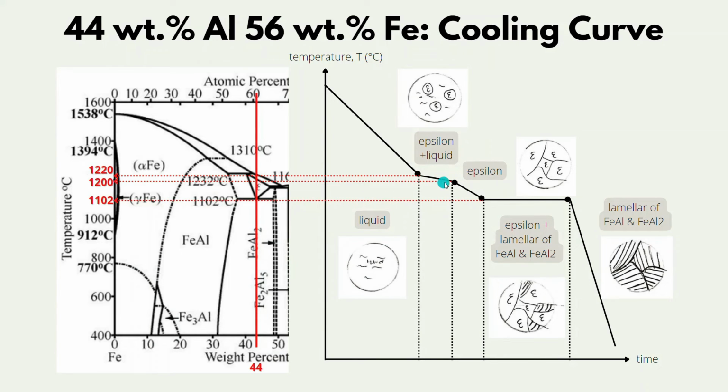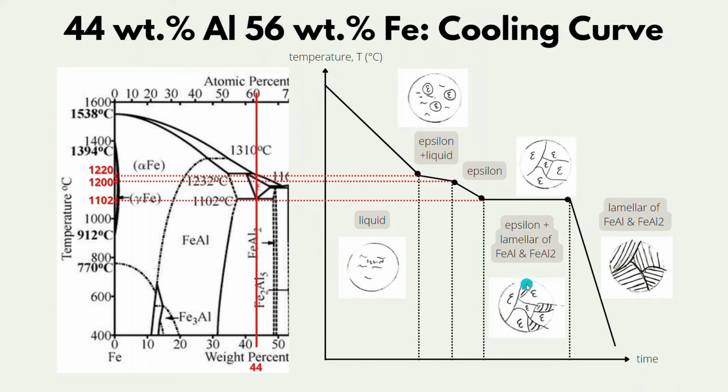At this temperature and at this point, fully epsilon is developed. All the remaining liquid is fully transformed into epsilon, and between 1200 and 1102 only epsilon microstructure will exist. Then, when the temperature reaches 1102, the lamellar structure of FeAl and FeAl2 will start to form in between epsilon.